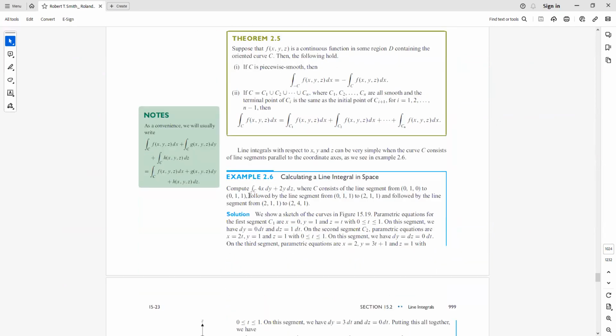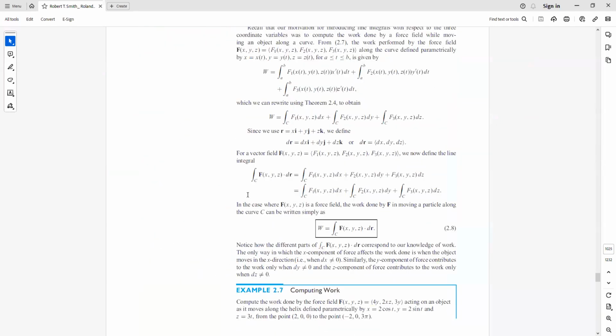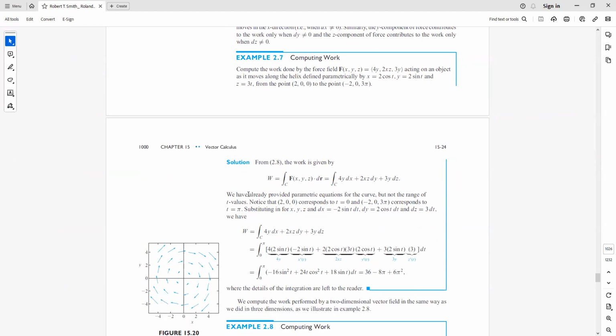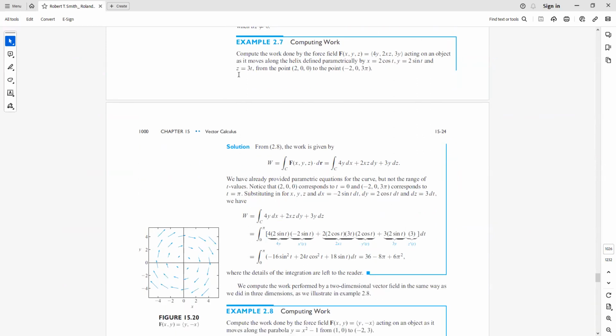So let's take some more examples on this topic. And now let's see here, compute the work done. Now this is an application problem of the line integral. So compute the work done by the force field, and the field is given here. That is F equals 4y, 2xz, and 3y. So it's a vector field acting on an object as it moves along the helix, defined parametrically by these equations.